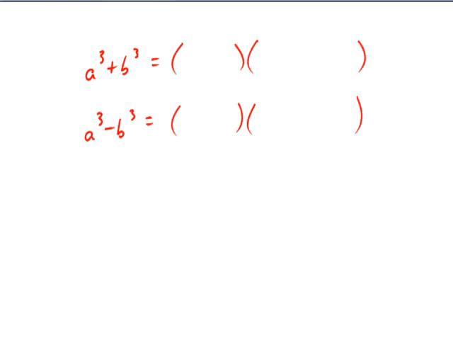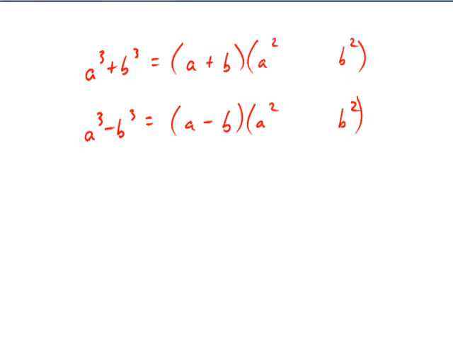The binomial will always include each of the cube roots with the same sign as the beginning. So for a cubed plus b cubed, the binomial will be a plus b. For a cubed minus b cubed, the binomial will be a minus b. The second factor in each case will be a trinomial, and the trinomial comes from these parts. If we take out the a, we're left with a squared as the first term. If we take out a b, we have b squared for the last term, and that's true for both cases.